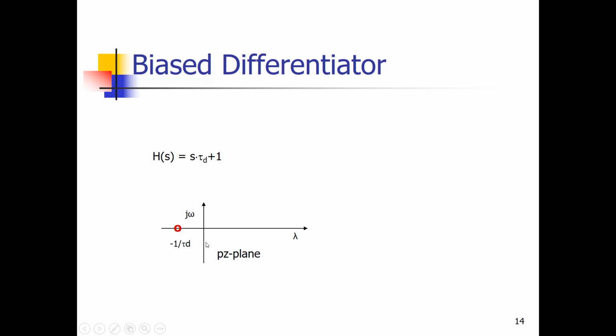Well, that's all about first order systems. We've seen, and that's an important thing, that for all first order systems we have an increase or decrease in the frequency domain in the Bode plot of 20 dB per decade: plus 20 dB per decade for the differentiator and the bias differentiator, and minus 20 dB per decade for the integrator and the bias integrator. That's always important to notice when you look at Bode plots, because that way you can see, well, there is a first order behavior in my system.